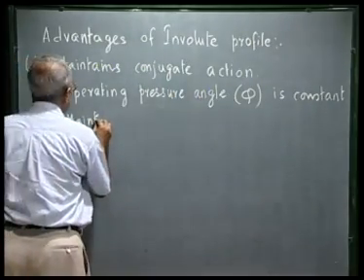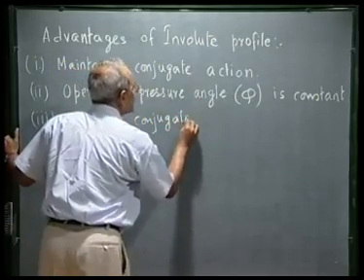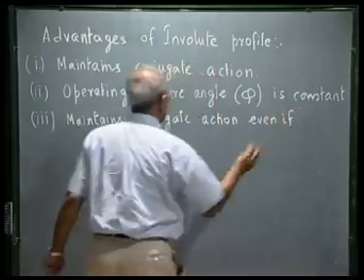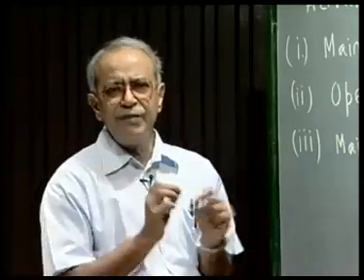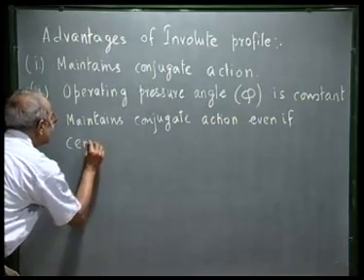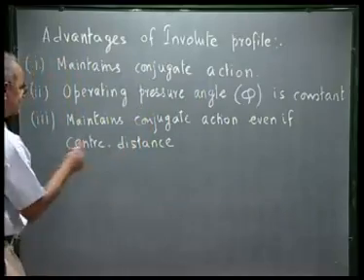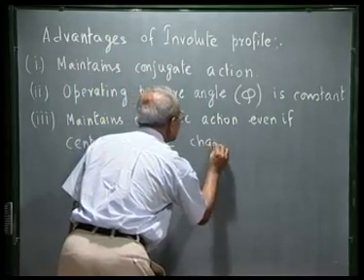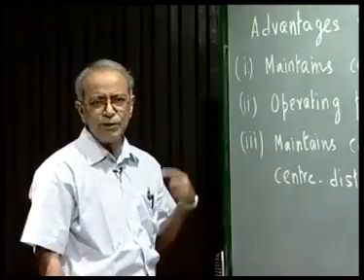a pair of involute gears maintains conjugate action even if the center distance between the gears is changed. That means we have a pair of gears, we can mount them with a little different center distance, even then this conjugate action will be maintained. Even if the center distance between the pair of gears changes. These 2 points, as I said, I will explain with reference to the figure that we discussed last time.